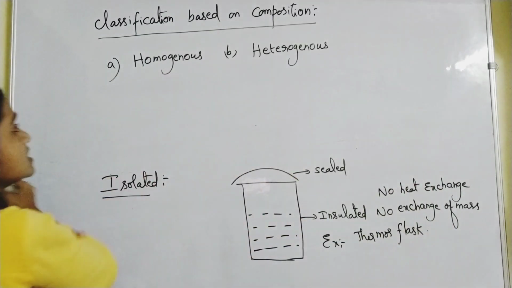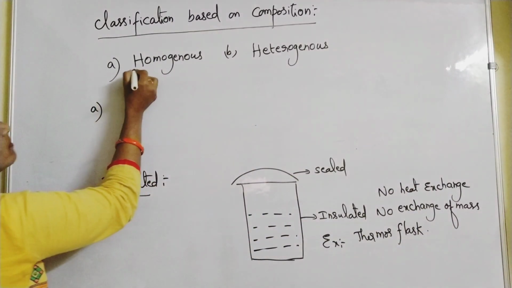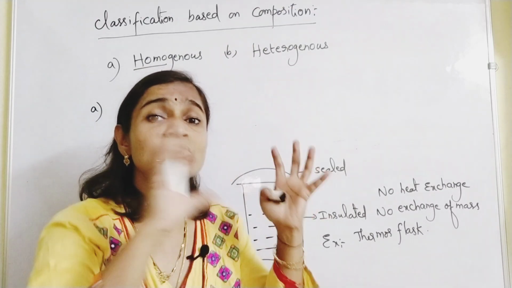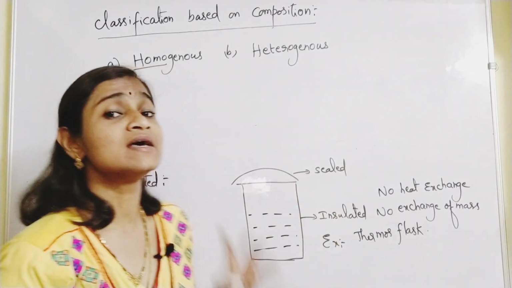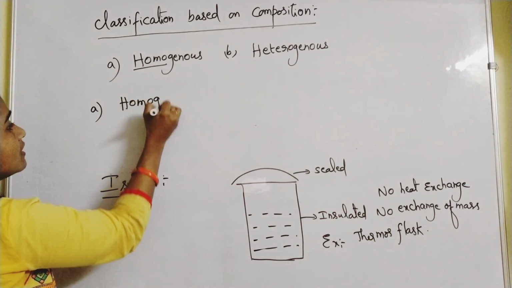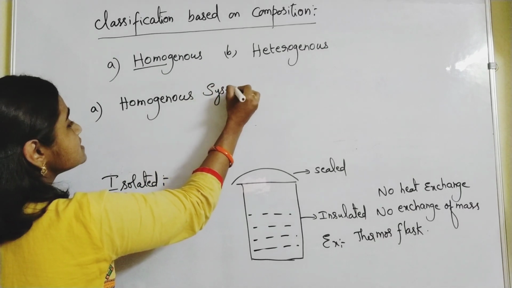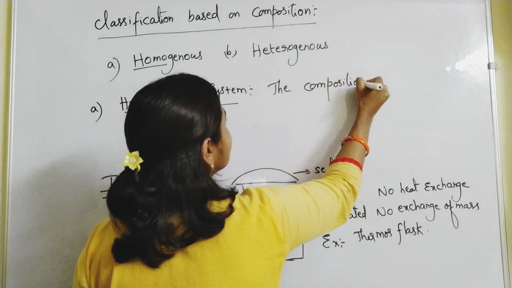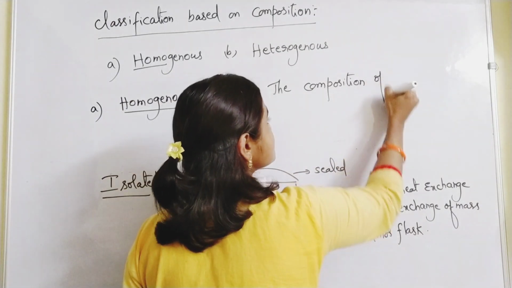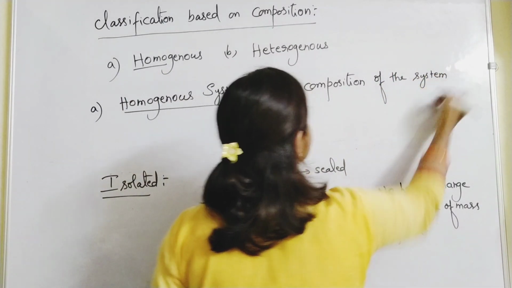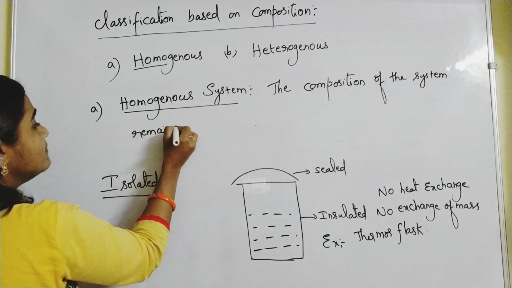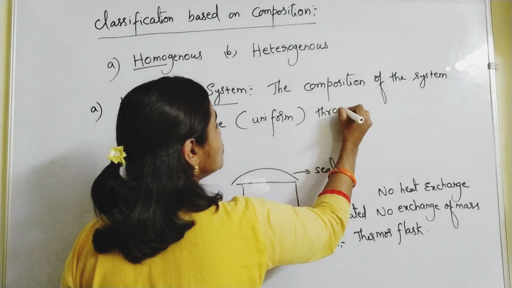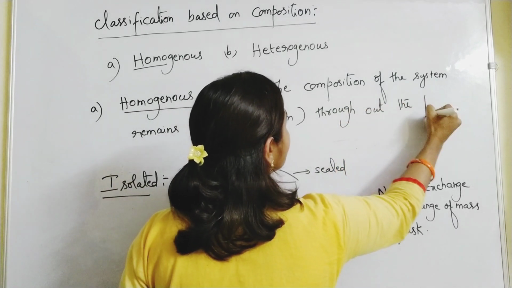What is a homogeneous system? Homo stands for same. If the composition of a system remains the same throughout the process, you call it a homogeneous system. In this, the composition of the system remains the same, or uniform, throughout the process.